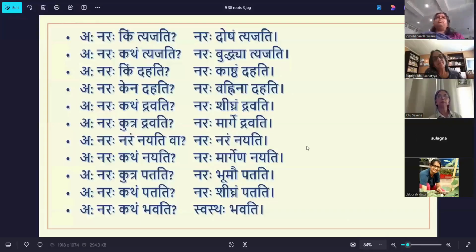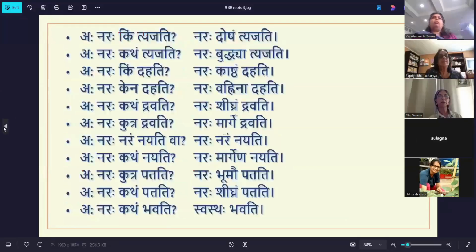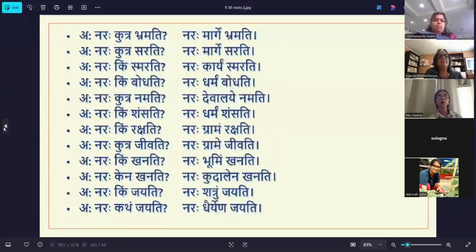So, next dhatus. Nara Kutra Bhramati. Bhramati means to walk. Marge Bhramati. Marga means on the road. He is walking on the road. Which case ending is Marga here? Seventh. It will take time to remember the numbers actually.